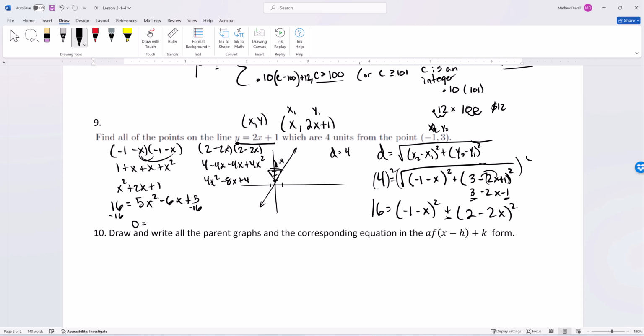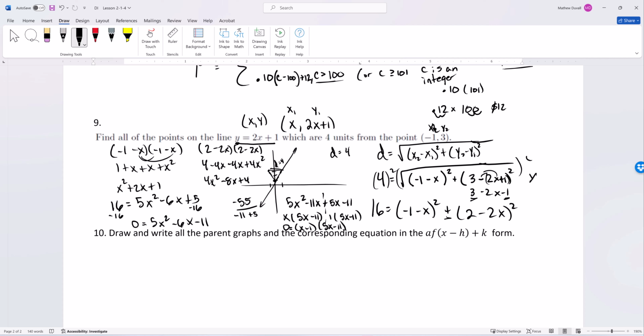So we're going to get 0 equals 5x squared minus 6x minus 11. So a times c, negative 55, factors of negative 55 that add to negative 6. So that is going to be negative 11 and positive 5. So breaking this up, I'm factoring it. Factor by grouping, there's an x in common. There's a 1 in common. So that's going to be (x minus 1) and (5x minus 11).